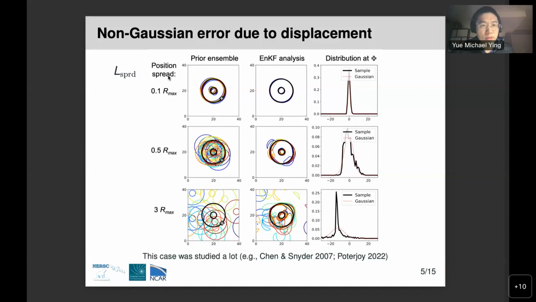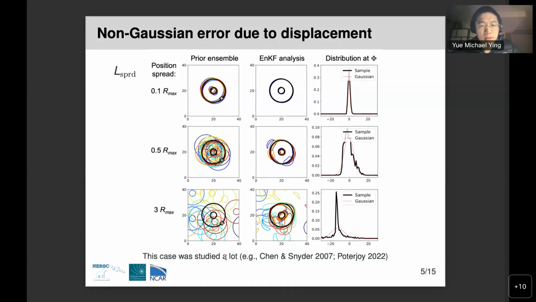When you start increasing position spread to slightly larger than 0.5 or even 3 times the size of the vortex, you see that first the distribution becomes skewed due to slight displacement, but the displacement gets larger, and now it's like very narrow instead of a typical Gaussian. If you do a moment matching Gaussian fitting, you'll find the dotted red line, which is typically under or over exaggerating the distribution of the extreme values.